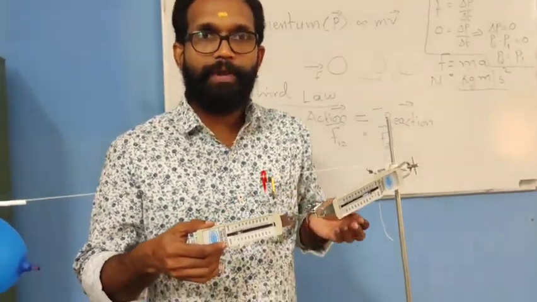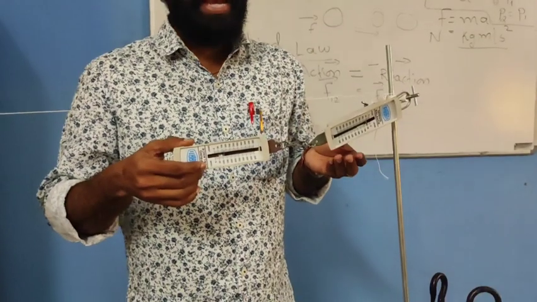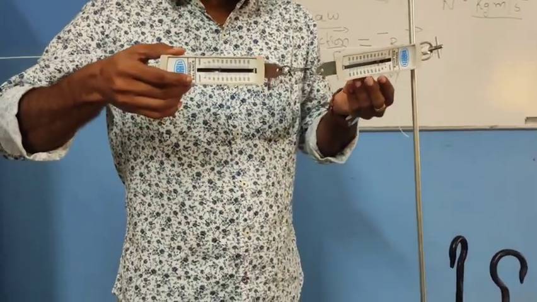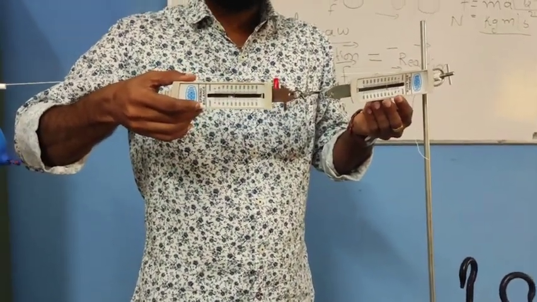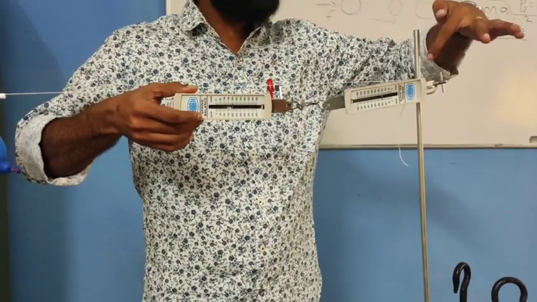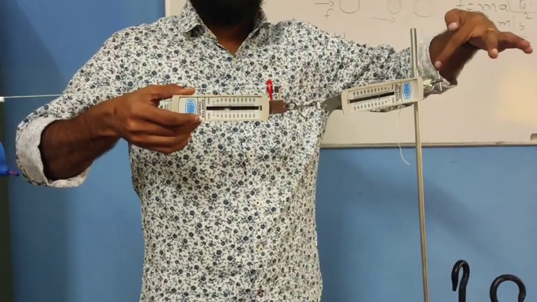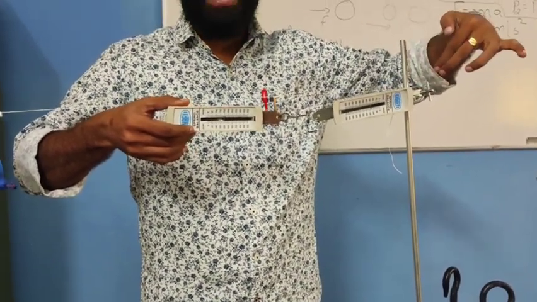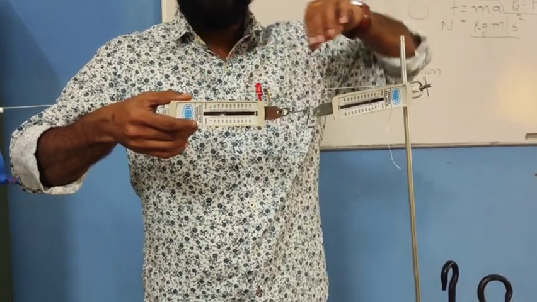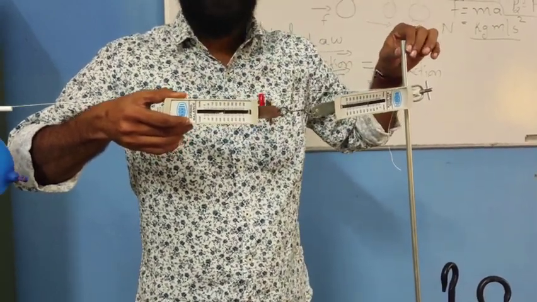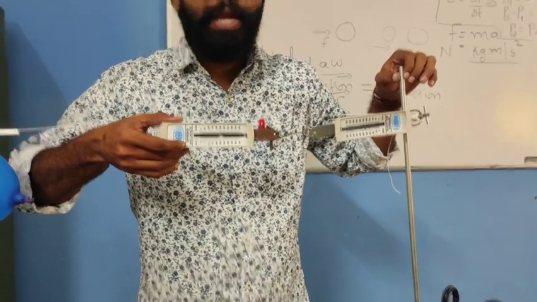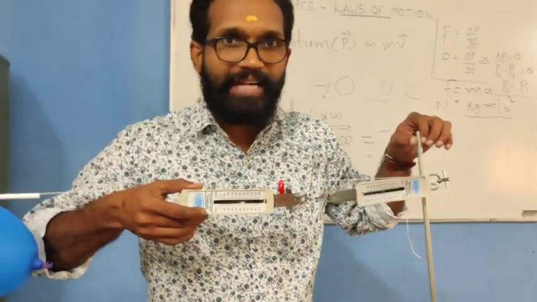This apparatus is very familiar to you, the spring balance, and I am giving a force on the spring balance. So I am stretching it. So of course a reaction comes here in this hook. Okay, so the hook will pull it backward, whereas I am pulling it rightward. So rightward I am pulling, but leftward the reaction is there.